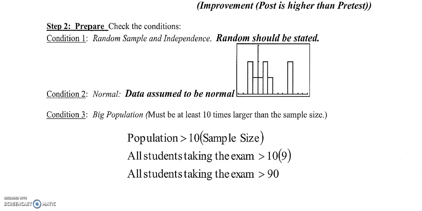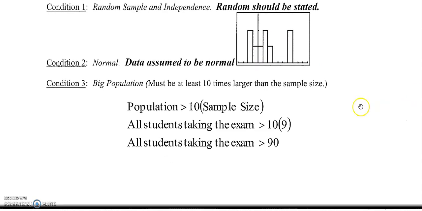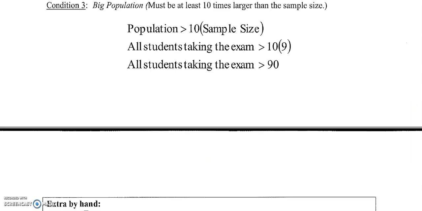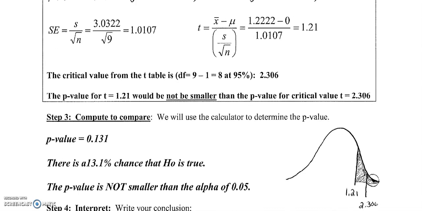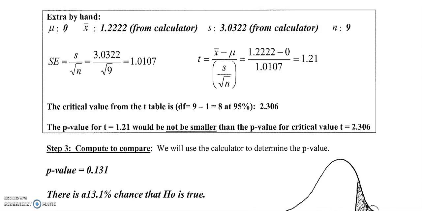And then for condition 3, your population has to be greater than 10 times the sample size. So our population is all students taking the exam. Let's say a statistics exam, is that greater than 10 times 9, 90? Yes, there are more students taking a statistics exam than 90. Then we're going to do all the work just like we did for a t-test, and remember we're going to refer back to list 4.